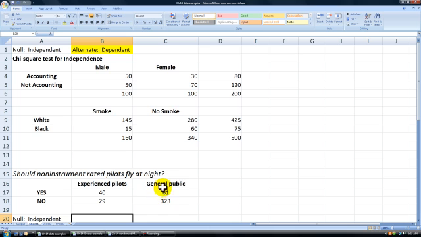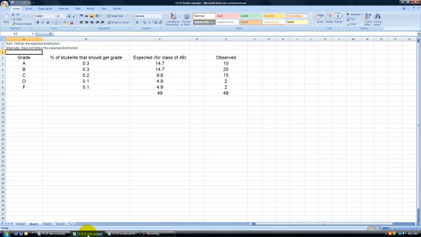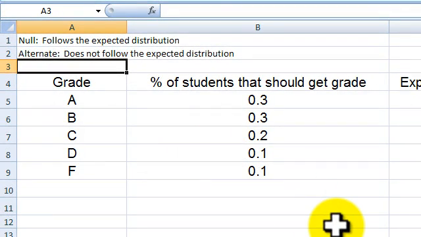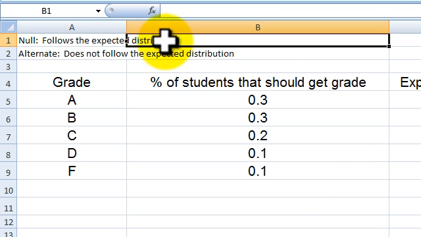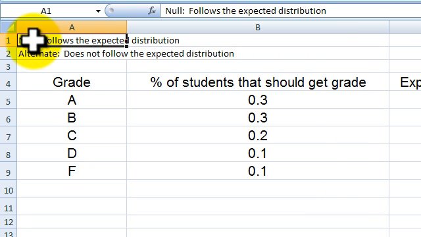Okay, next I'm going to turn to the chi-squared goodness of fit test. Okay, so the goodness of fit test is basically saying, does my data follow a certain distribution? Okay, so basically my null hypothesis is that my data does follow an expected distribution. The alternate is that it does not follow the expected distribution. Okay, so kind of like the assume innocent until proven guilty, I'm going to assume it follows a certain distribution unless I can prove otherwise.